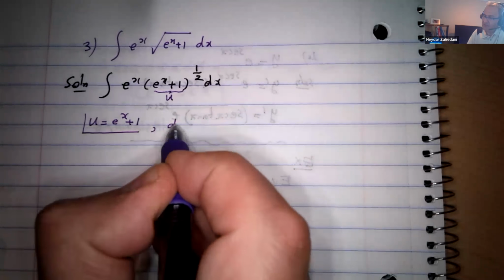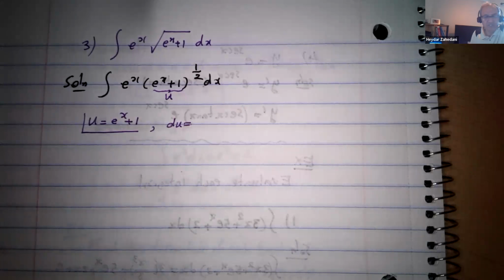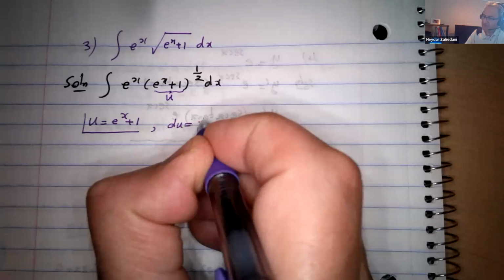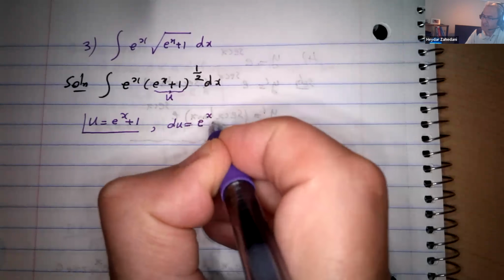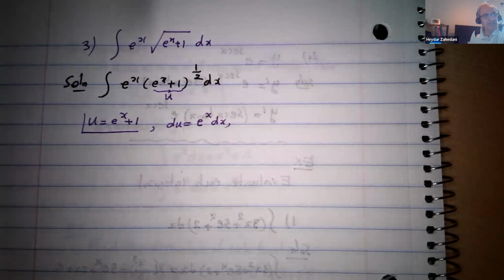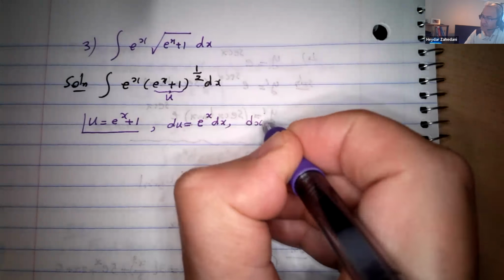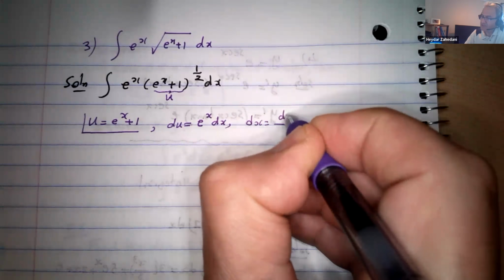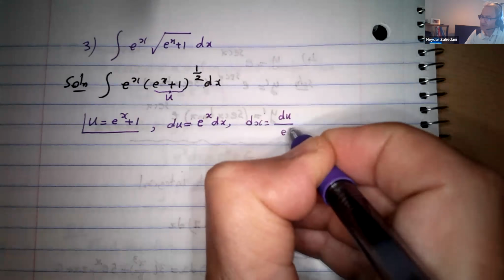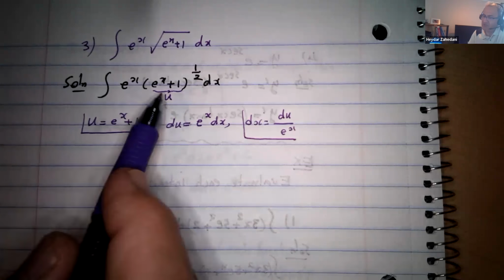You find the du, differentiate it. The derivative of e to the x is just e to the x. The derivative of 1 is 0. So that gives you e to the x times dx. Okay, find the dx. So what's going to be the dx? The dx is going to be the du divided by e to the x. Go back and substitute and show that you get u to the half.